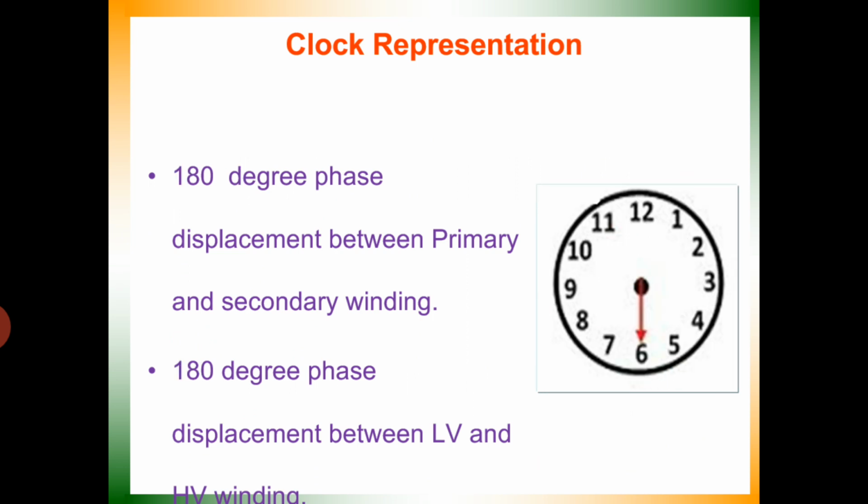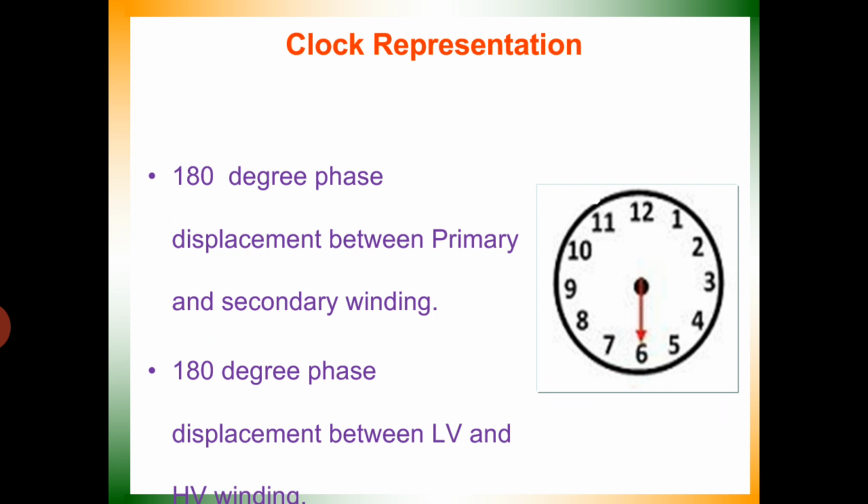In the last, our clock shows 6 o'clock. In that case, there is a 180-degree phase displacement between primary and secondary winding. In another language, 180-degree phase displacement between LV and HV winding.